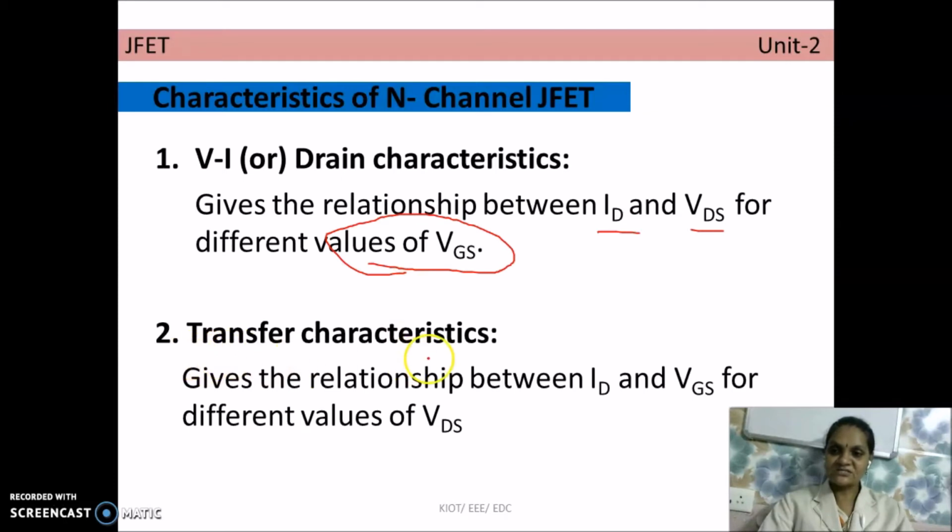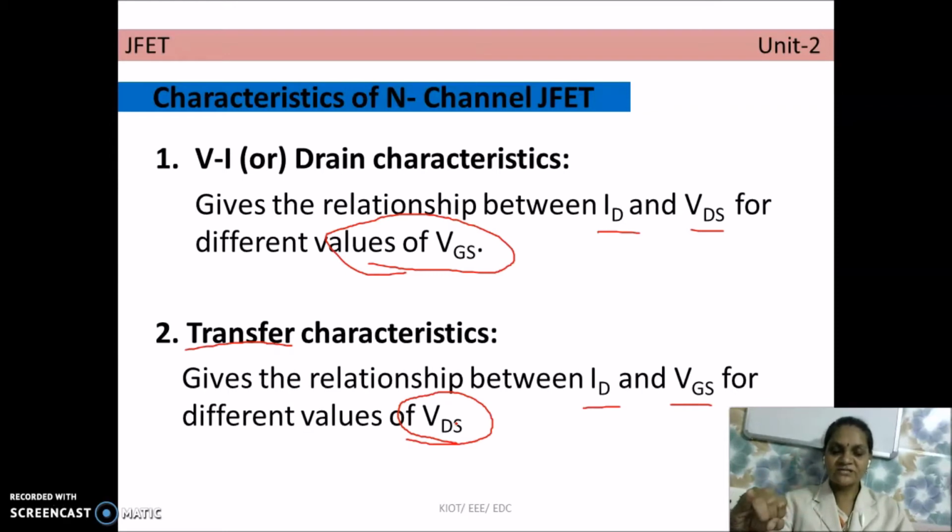Another characteristic is called transfer characteristics. Transfer, in the sense that we take one parameter on the output side and one parameter on the input side. Normally on the output side we take drain current, and on the input side the controlling input is VGS. The curve is plotted for different values of output voltage VDS. In a FET we have only three parameters: gate source voltage, drain source voltage, and drain current. Normally drain current has to be controlled by controlling the gate source voltage.